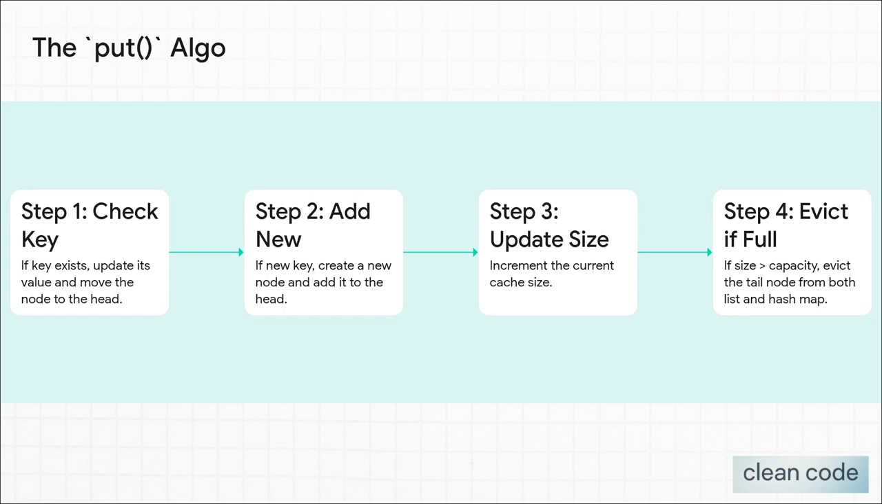And the put algorithm is just as slick. If the key is already in our cache, we just update its value and, since we just used it, move its node to the head. If it's a totally new key, we create a new node and pop it on the front. Then comes the important check. Are we over capacity? If we are, we chop off the node at the tail of the list. And, this is critical, we also have to delete that key from our hash map. The two structures must always be kept perfectly in sync.